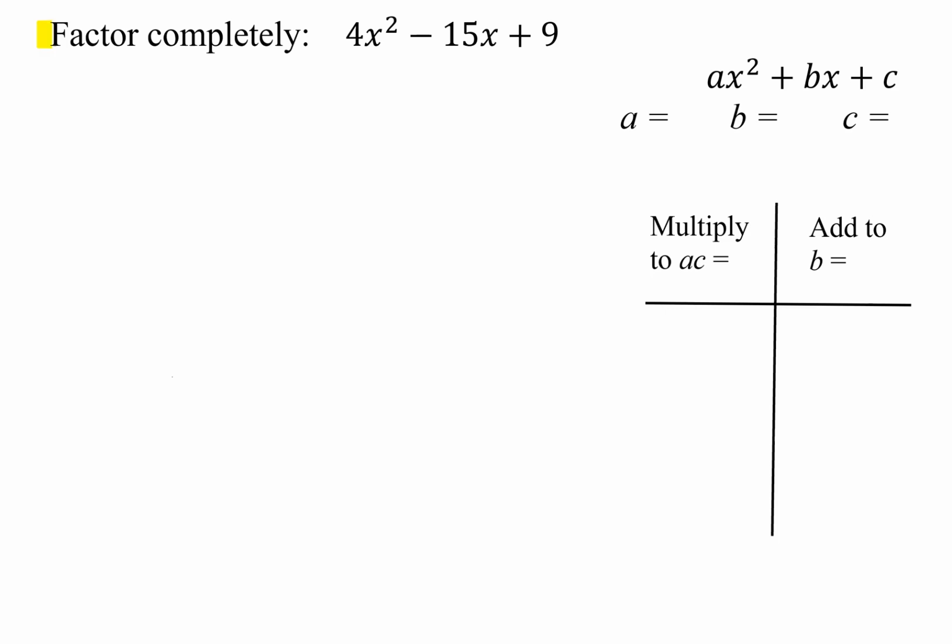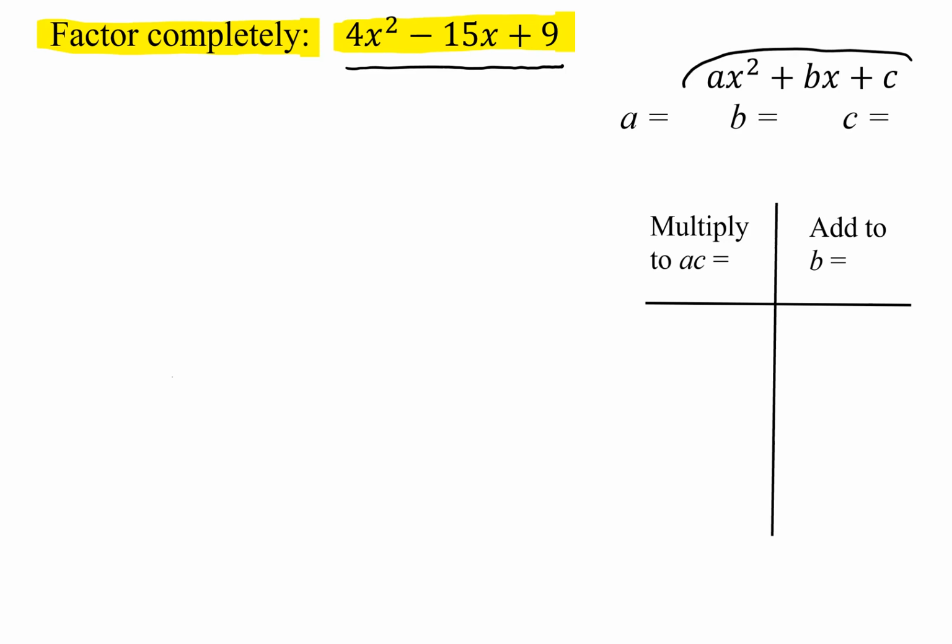In this problem, we're asked to factor completely the polynomial 4x squared minus 15x plus 9. First thing with any factoring problem, is there a GCF? No, they have no numbers in common and they don't all have an x. So there's no GCF.